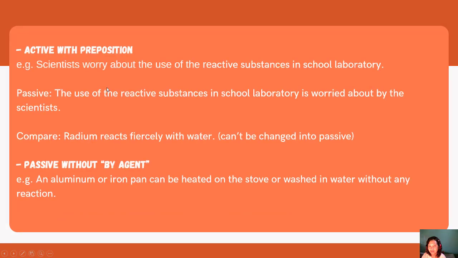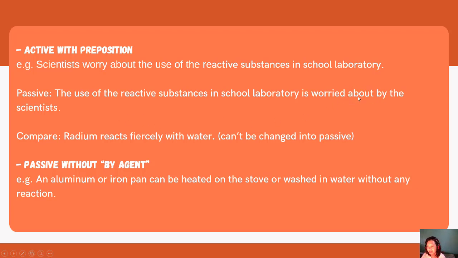Okay, the next is active with preposition. Scientists worry about the use of the reactive substances in school laboratory. So we have worry about. It is the same as the sentence in the previous slide that uses a phrasal verb, that is search for, that I have explained to you. So this is a phrasal verb. So worry about is not a separate preposition. So the use of the reactive substances in school laboratories is the direct object of this verb. That's why you can put it here. The use of the reactive substances in school laboratory is worried about by the scientists.